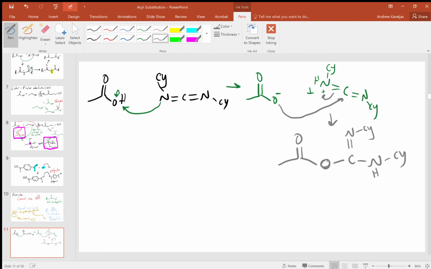And with that intermediate, we've improved the electrophilicity of the carbonyl. Why? Because the lone pairs on this oxygen are going to now donate in both directions. Not quite as good as an anhydride because we've got nitrogen instead of oxygen, but still enough to increase the electrophilicity. And so our amine here can be primary or secondary. Now attacks our carbonyl. And here you can see the first step of our acyl substitution mechanism. Because in this step, we make our tetrahedral intermediate.